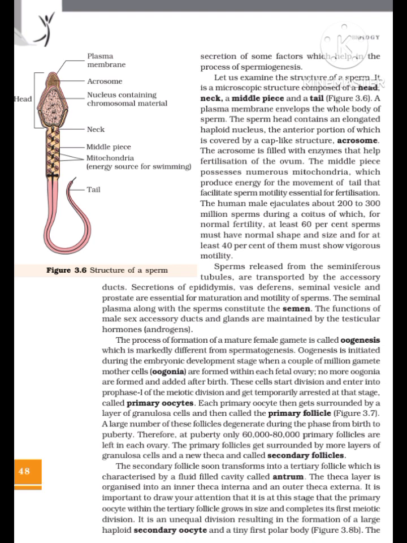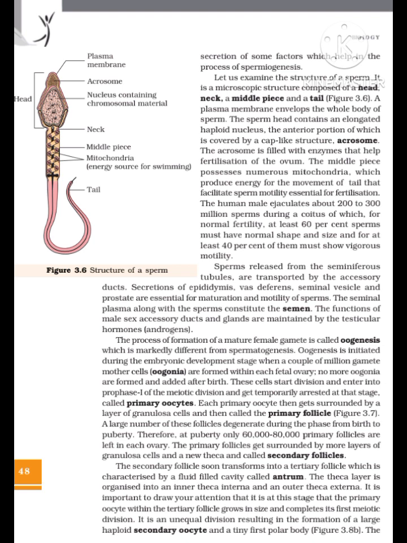It is a microscopic structure composed of a head, neck, a middle piece and a tail, figure 3.6. A plasma membrane envelopes the whole body of sperm. The sperm head contains an elongated haploid nucleus, the anterior portion of which is covered by a cap-like structure, acrosome. The acrosome is filled with enzymes that help fertilization of the ovum. The middle piece possesses numerous mitochondria, which produce energy for the movement of tail that facilitates sperm motility essential for fertilization.